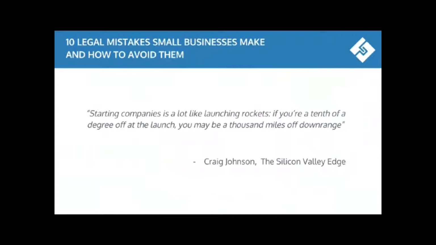So Craig Johnson is one of very, very famous lawyer from Silicon Valley. He's helped a lot of startups start their businesses, some of the huge ones such as Facebook, Instagram. Obviously, you always need a lawyer, but he has this saying that he says a lot, and I think it's really, really good to start off with this one, saying starting companies is a lot like launching rockets. If you're a 1/10 of the degree off at launch, you may be 1,000 miles off downrange. What I think he's trying to say there is that obviously you need a really strong foundation when you're first starting off. You need to be setting up yourself correctly from a legal perspective, because those issues that you may face will only get bigger and bigger as you grow.